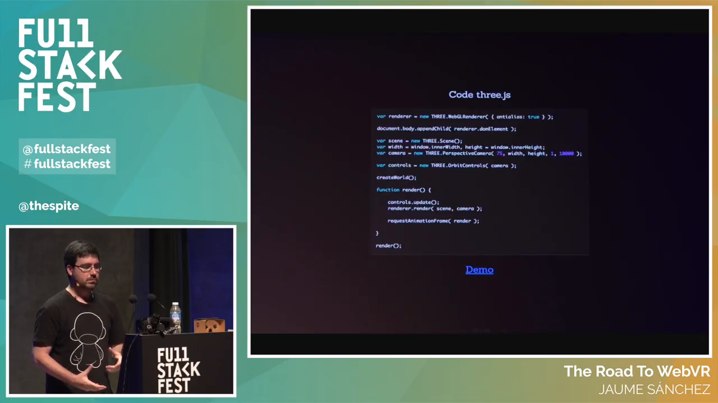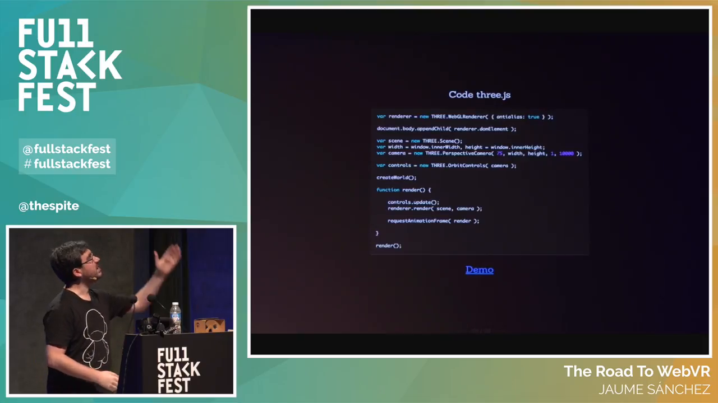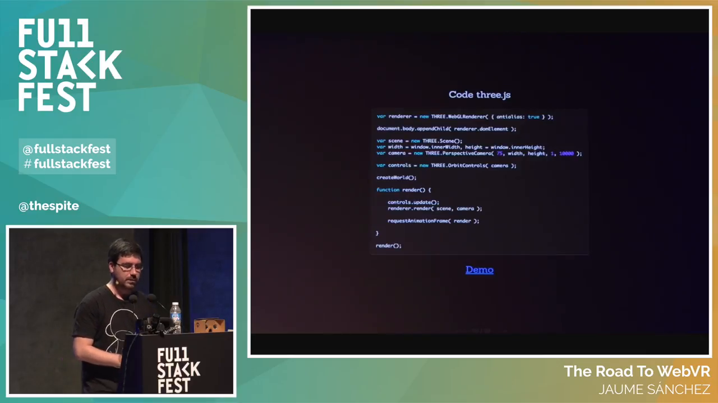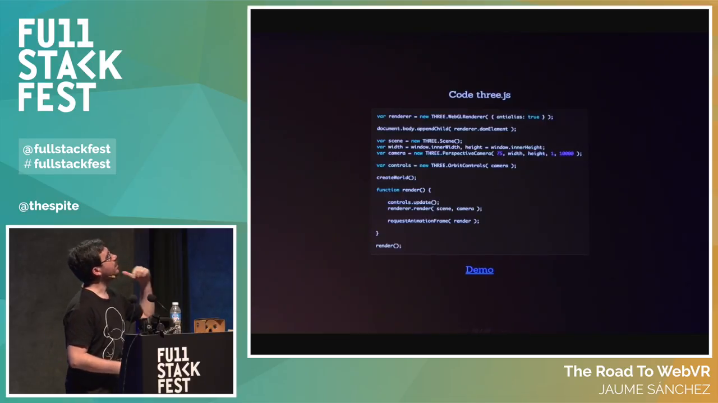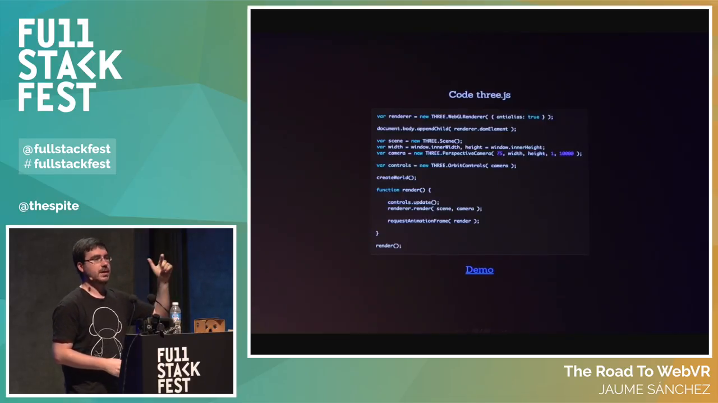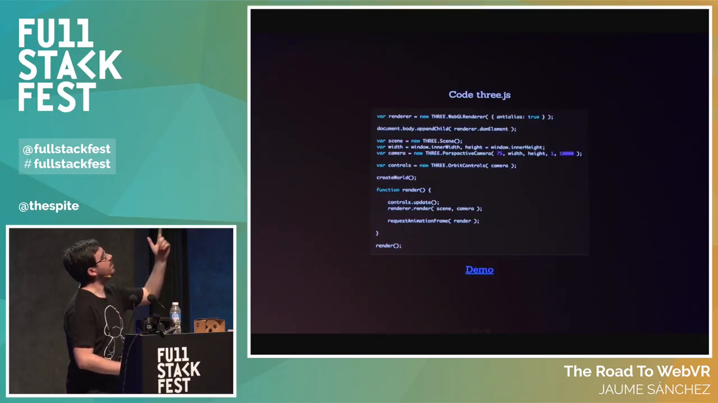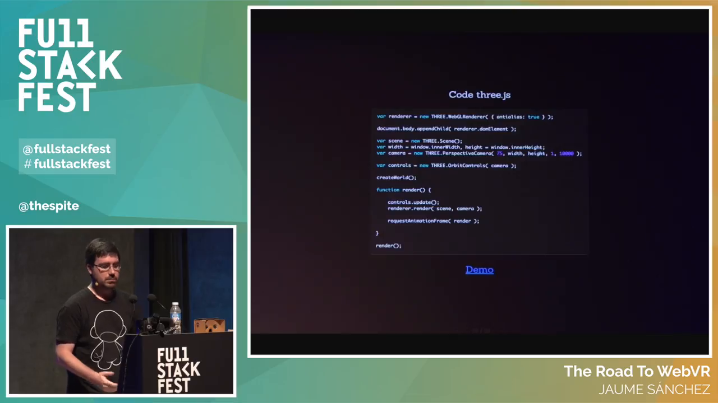Create a camera, create some controls, in this case orbit controls. Basically, you can rotate around your scene. Create your geometry. In this case, this create world function just puts some cubes on the scene, and you just run your render loop. With a request animation frame, you go over, update the controls, which take the information from whatever you've done with the mouse, updates the camera, and then renders the scene.